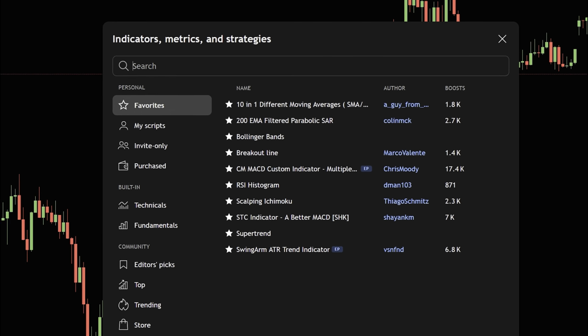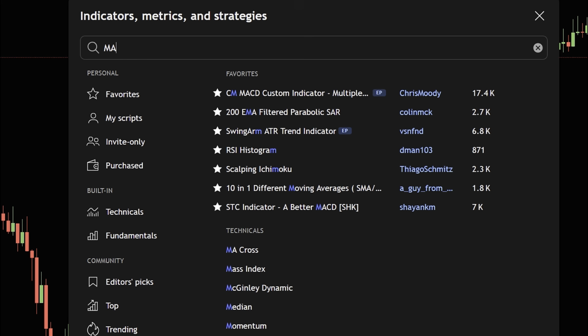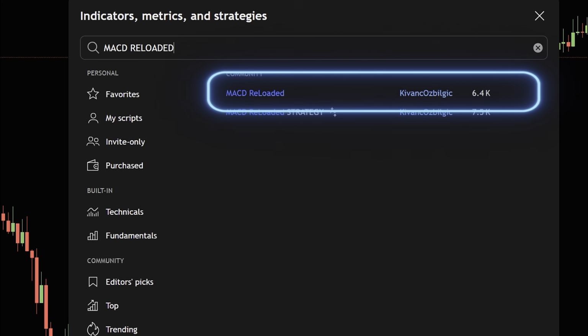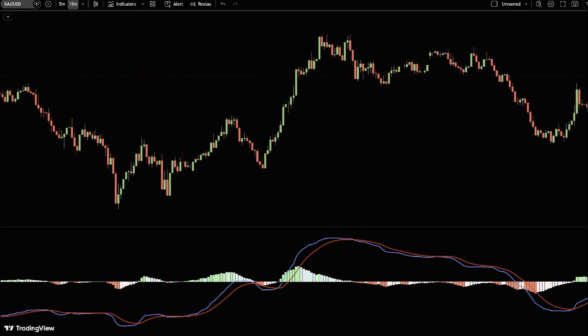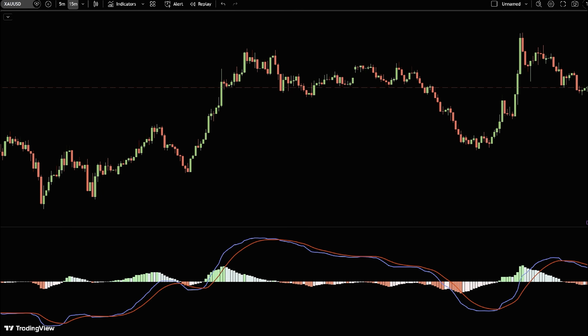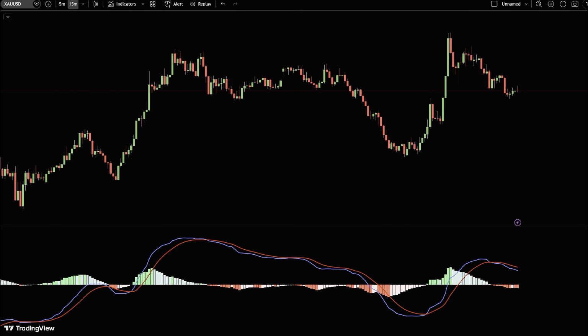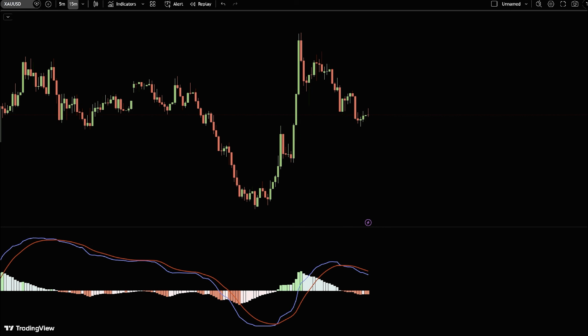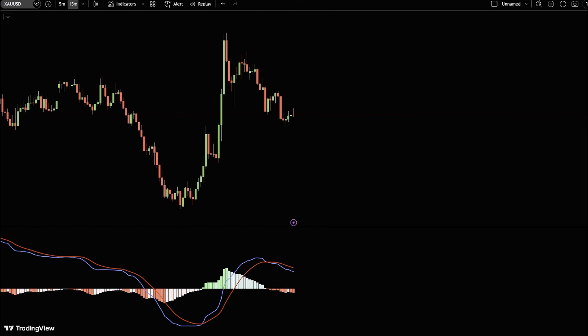We're going to use a second tool, the MACD Reloaded indicator. But don't even think about using the default settings. The default settings are designed for people who enjoy account blowouts. They're too fast, too noisy, and they'll give you a signal every time the market moves.